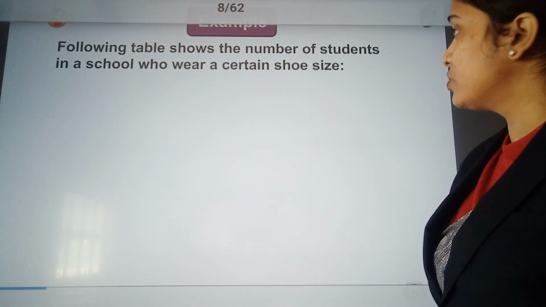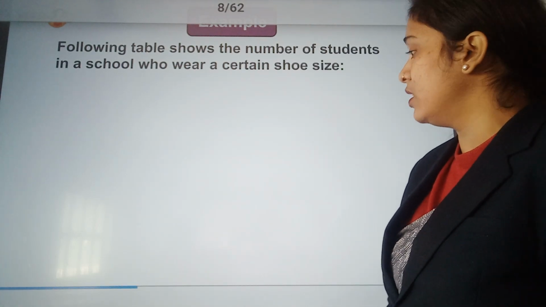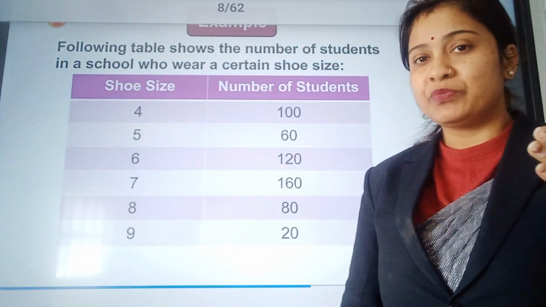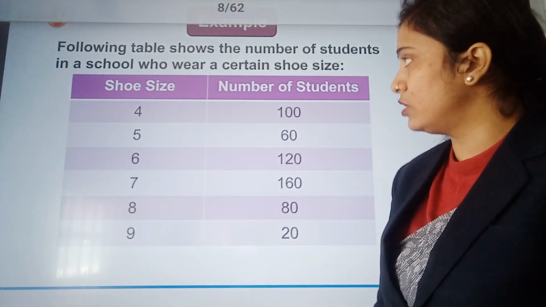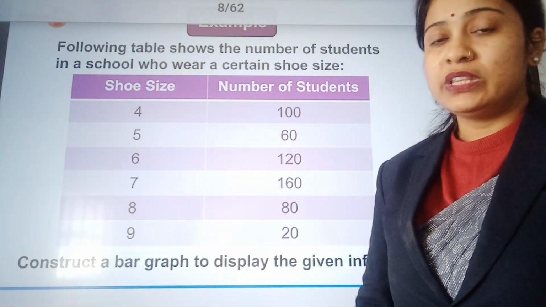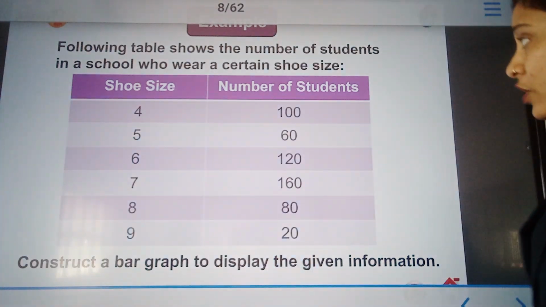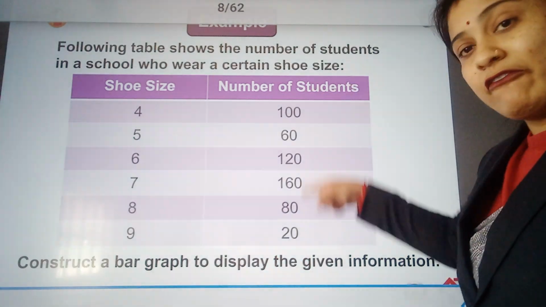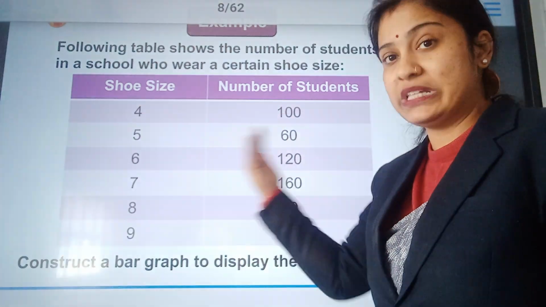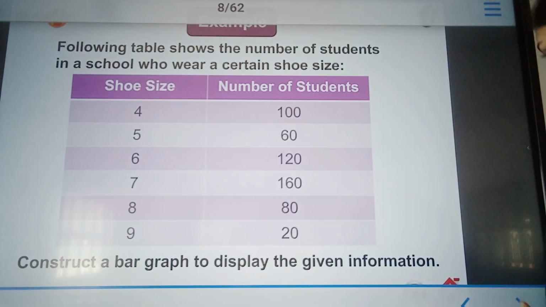Okay, this table shows the number of students in a school who wear a certain shoe size, and now we have to plot the graph related to this table. The shoe size is given and the number of students is given. Okay, then we have to plot the graph. So the number of students, this is frequency, and this is the given observation along which the frequency is calculated.